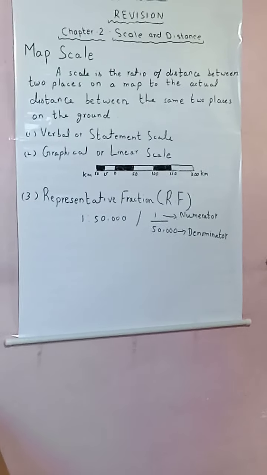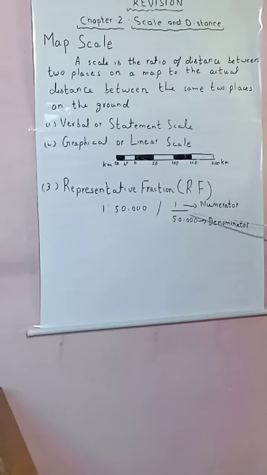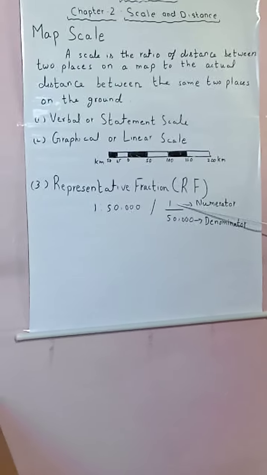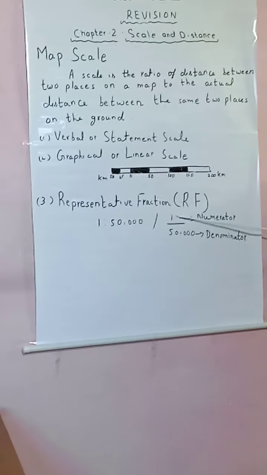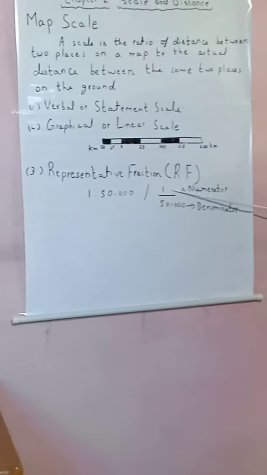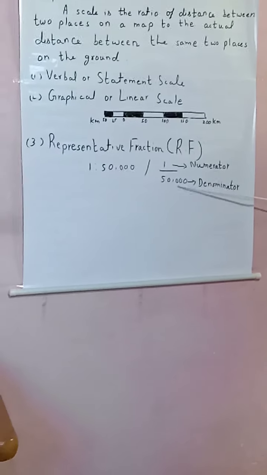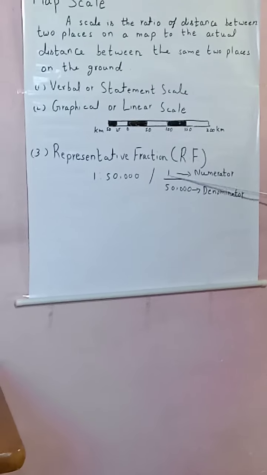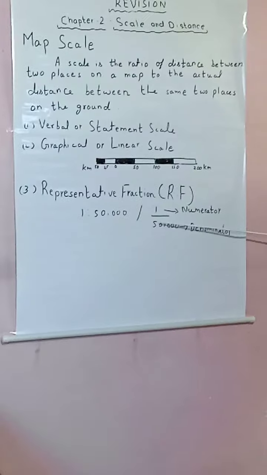The ratio is also given as a fraction. 1 is to 50,000 is shown as a fraction with the numerator representing 1 unit. This is the numerator and this is the denominator. Numerator is always 1 and denominator is 50,000. You calculate the ground distance between 2 points by measuring the distance between the same 2 points on the map and multiplying the map distance by the denominator of the RF.